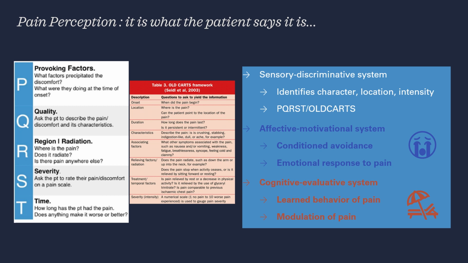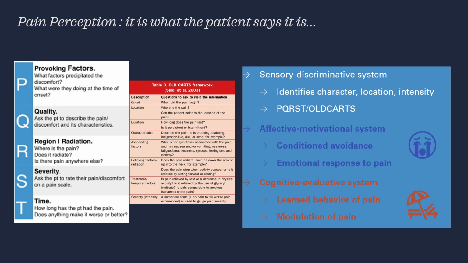Our next topic is pain perception. It is certainly what the person says it is, as we've learned. As nurses, we need to be cautious about our own bias and perception, and focus on what our patient says their interpretation of pain is. There are three main areas of pain perception. We have sensory discriminative, which allows the patient to describe their pain.